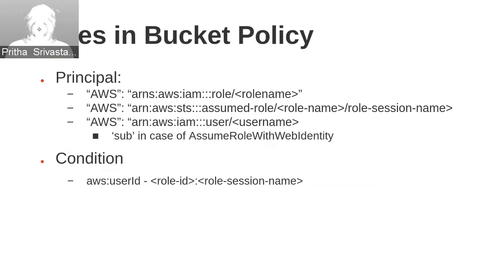And if it wants to allow access to all users assuming that role, then the value will be role ID:*, and if it wants to allow access only to a particular session of the role, then the value will be set to role ID:role session name. So RGW now has support for using this condition token in the role's permission policy.